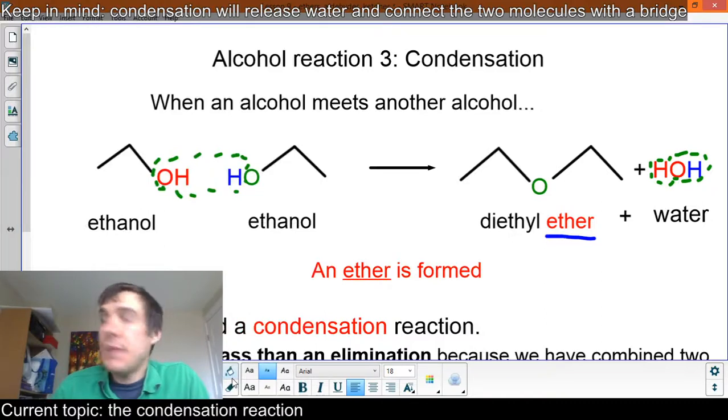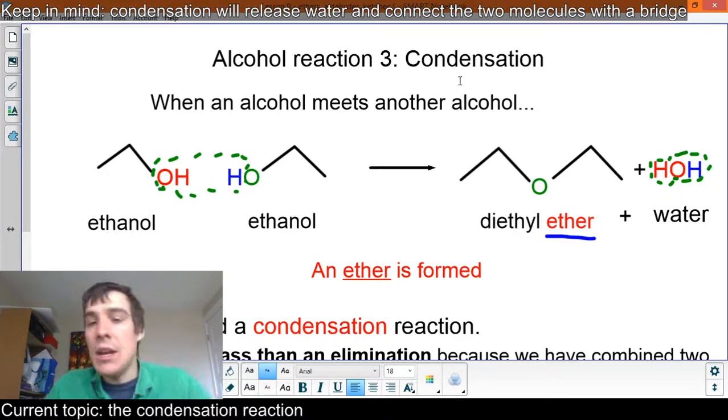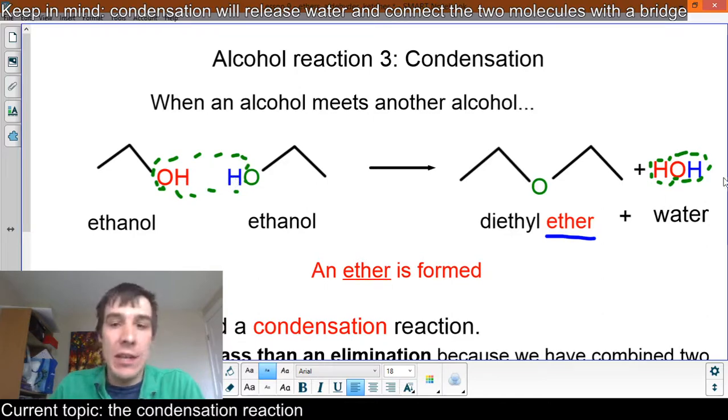Alright, jump into it. This is our third reaction that involves alcohols. You might notice that alcohols take part in a lot of these different reactions. That's because the OH group is a very active kind of group. If we take an alcohol and we make it react with another alcohol with the right conditions, what we can do is pull out a water. Notice that this OH met this H and then the water comes out.